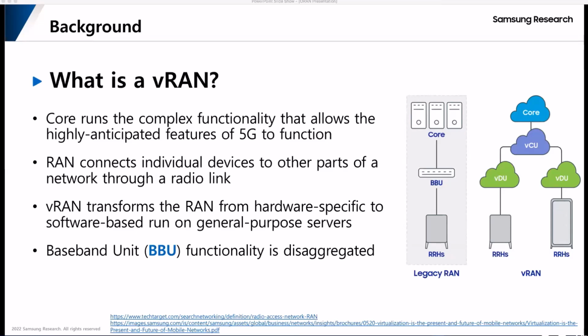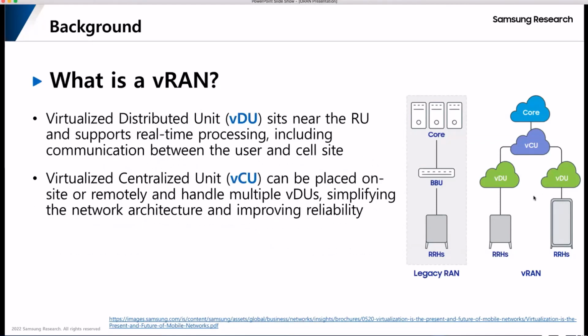So here we can see on the diagram, on the left, the legacy RAN, and on the right, the VRAN. Just by looking at it, we can see one of the main differences is that the BBU is split into two components here. These two components are the virtualized distributed unit or the VDU and the virtualized centralized unit or the VCU. The VDU can be found usually near the radio unit, and this one supports real-time processing. So this includes communication between the user and the cell site.